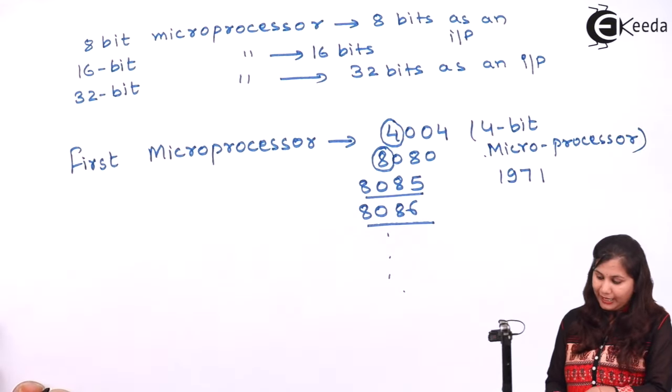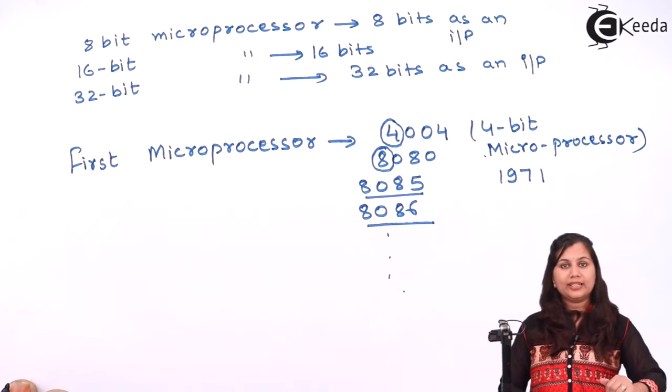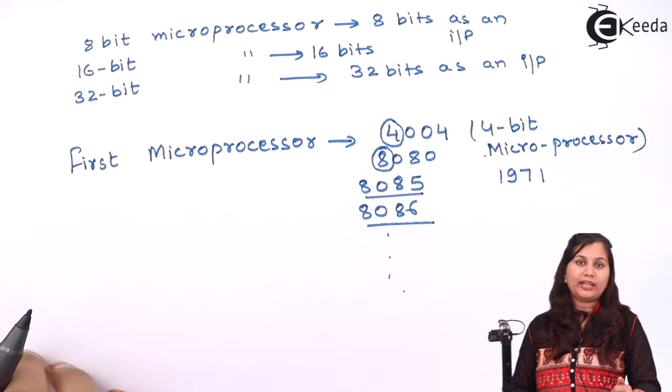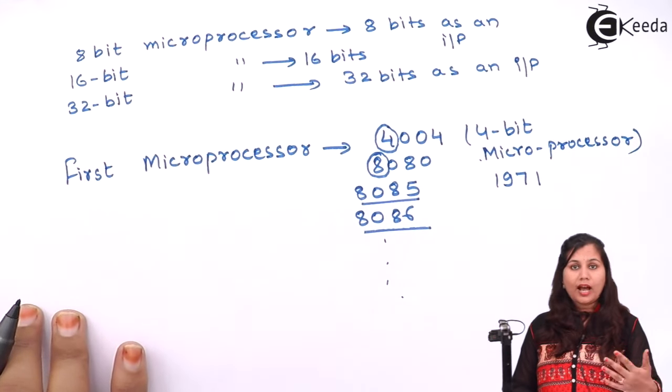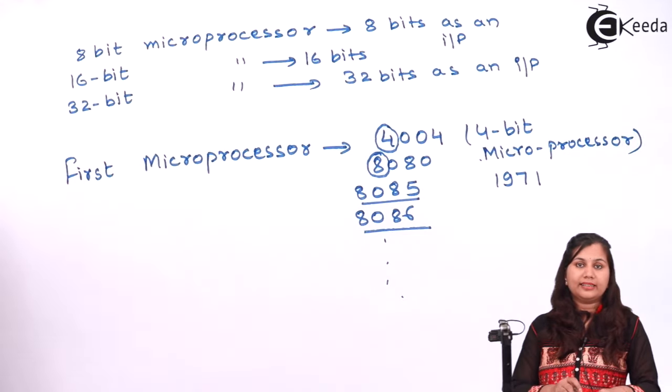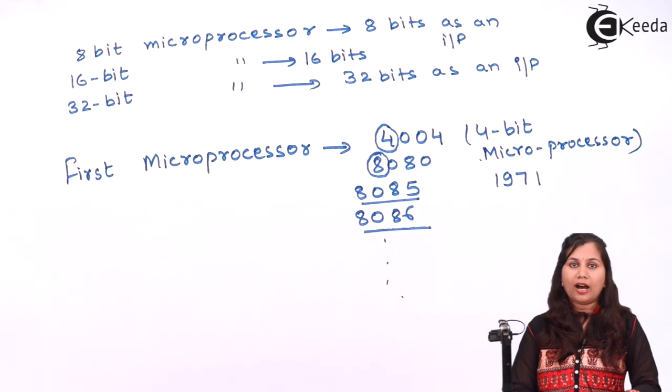So I hope that this topic is clear to you. You can now define what a microprocessor is and how it processes the data and gives the output as a result.